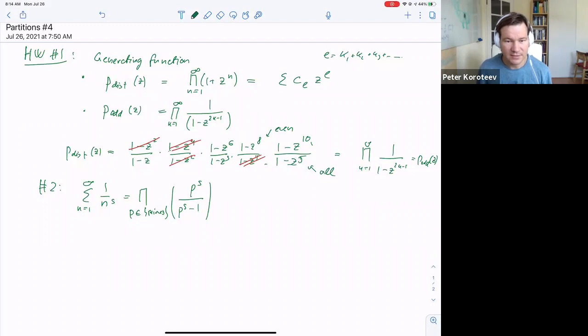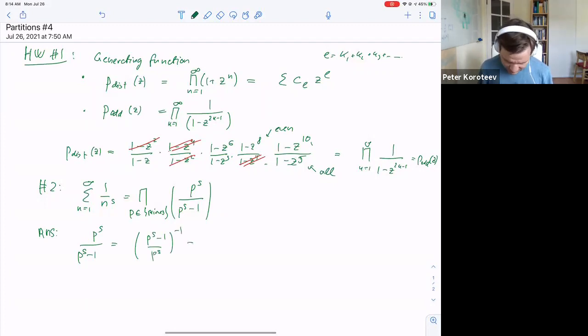So the idea is to see that, remember I mentioned to you that although the problem itself is not about partitions, the method of solution is kind of close to what we did with partitions. So how about we start with the right hand side, and we'll rewrite this thing: p to the power s over p to the power s minus 1 is equal to, let's just invert it.